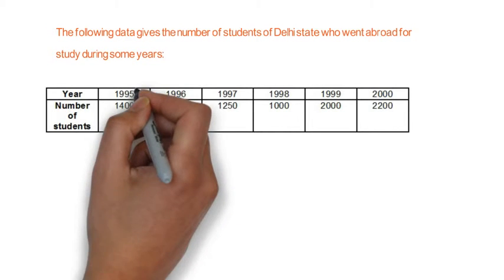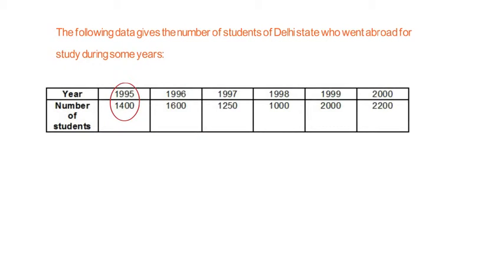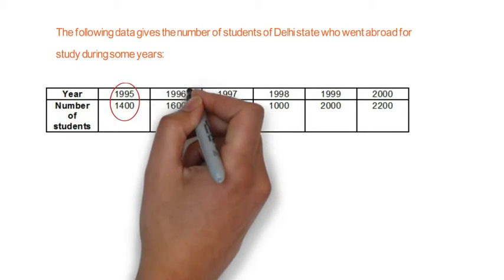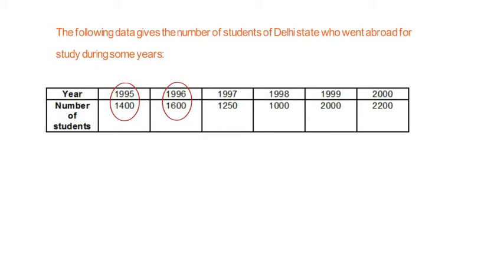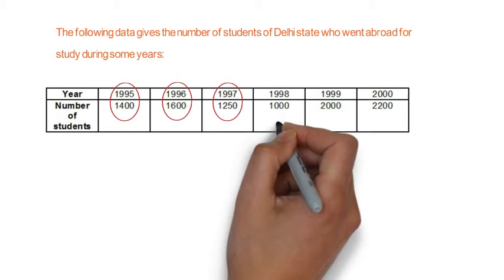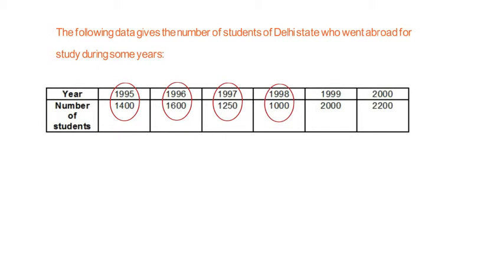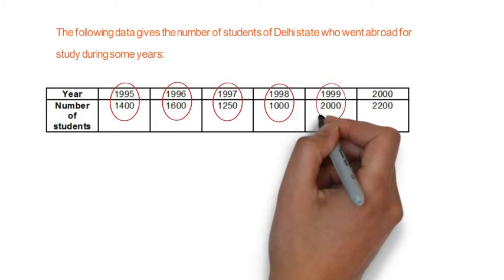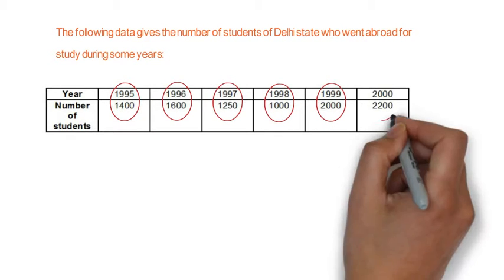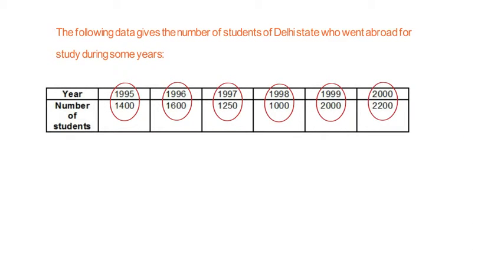Like 1995, the number of students who went abroad is 1400. 1996, 1600; 1997, 1250; 1998, 1000; 1999, 2000; and in 2000, 2200 students went abroad. Now we have to represent the above data with the help of a bar graph.